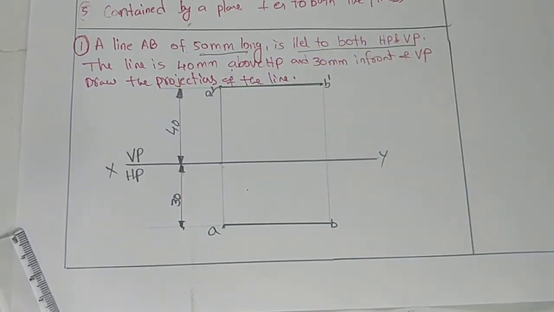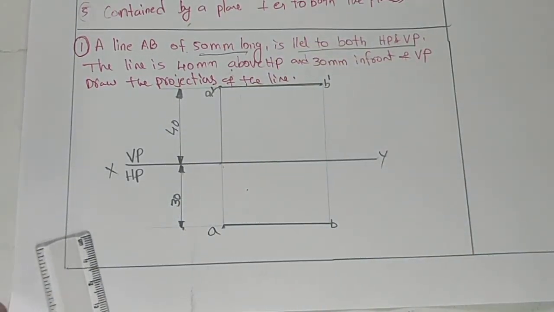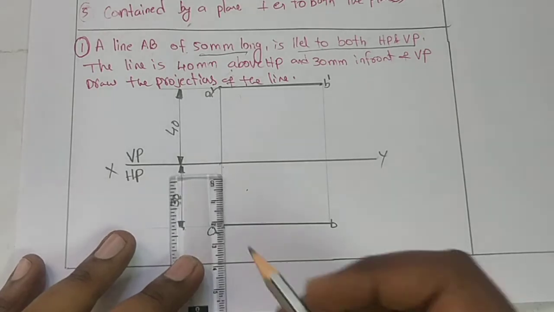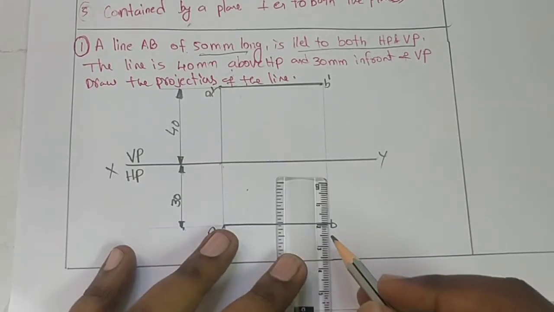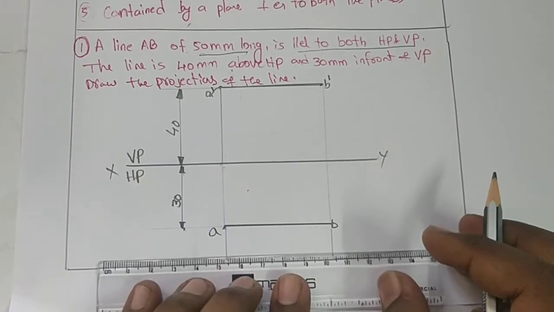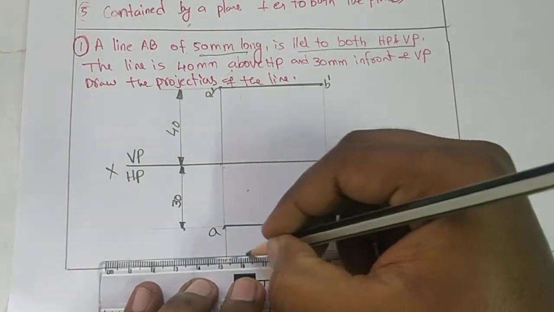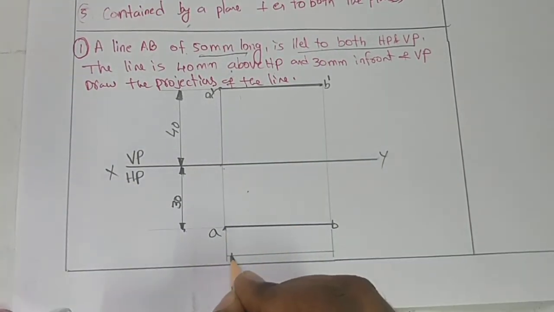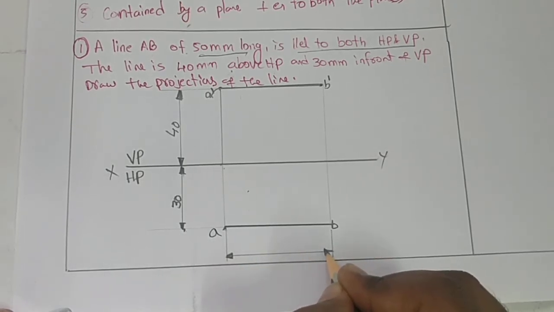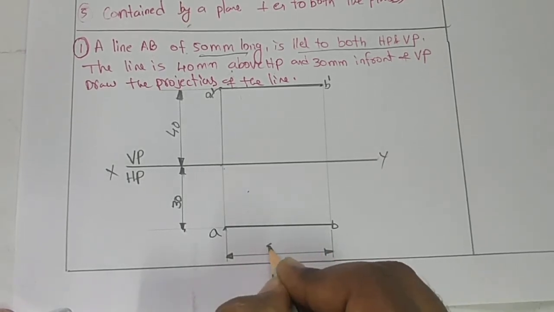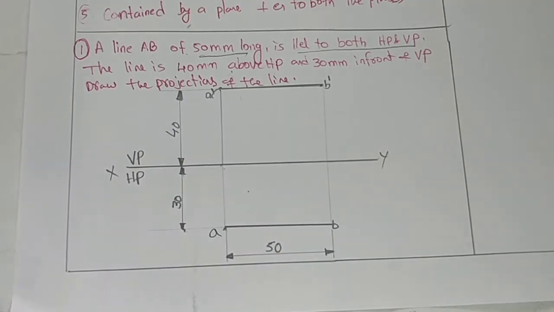Now we have given above HP and in front of VP. Next, we need to give the length of the line. The length of the line is 50 mm. Like this, we need to draw the given line based on the given condition.